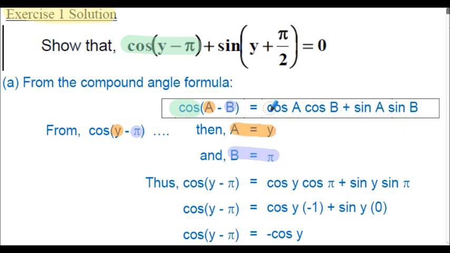So we have cos of A, which is cos of y, multiplied by the cos of B, cos of pi. And we add to that the sine of A, sine of y, multiplied by the sine of B, sine of pi. With reference to our cosine waveform, the cos of pi, cos at 180 degrees, is actually -1, and the sine of pi, sine of 180 degrees, is 0.